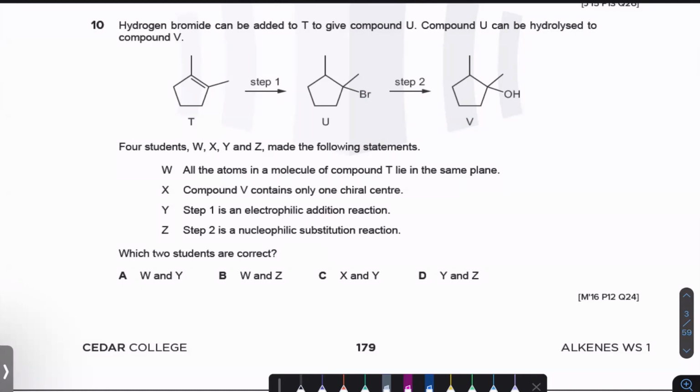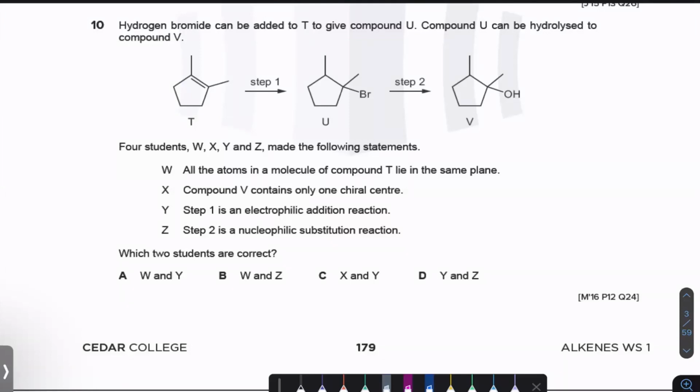All the atoms in a molecule of compound T lie in the same plane. Same plane. That's not the case because that's not possible. The moment you get sp3 hybridization, say goodbye to same plane. Okay, तो ये sp3 है, ये sp3 है, sp3 ये नहीं कर सकते, ये भी sp3 है, ये भी नहीं कर सकते. sp3 का मुझे कैसे पता चलेगा? 4 single bonds.